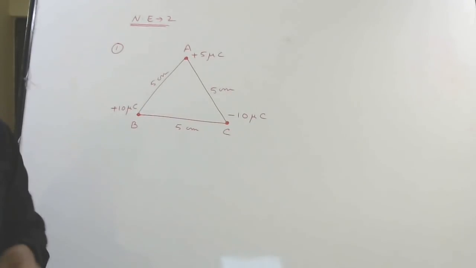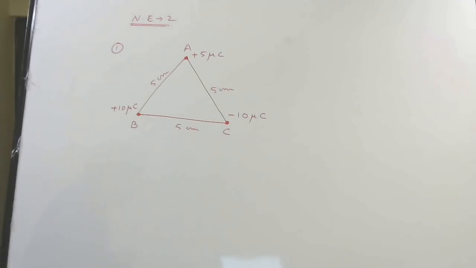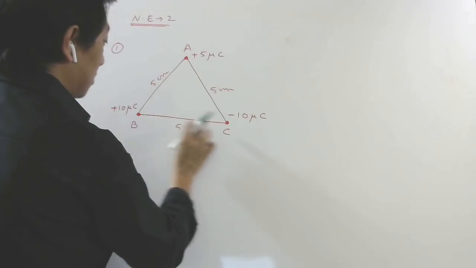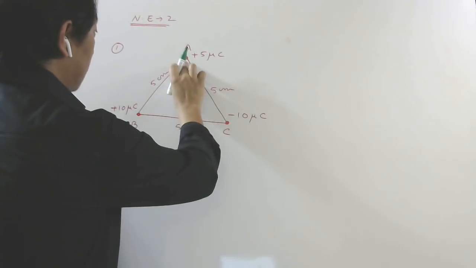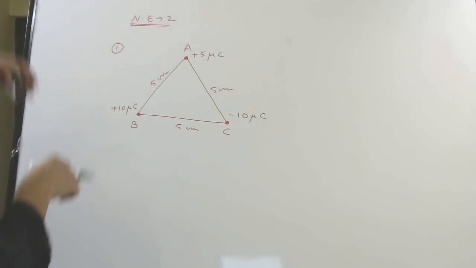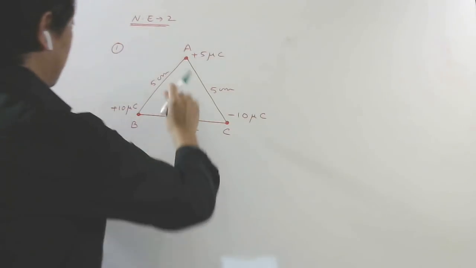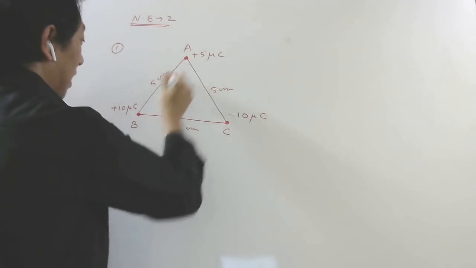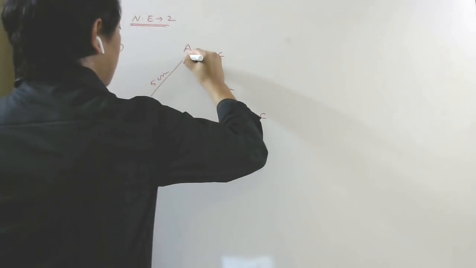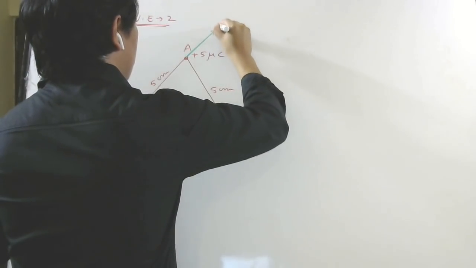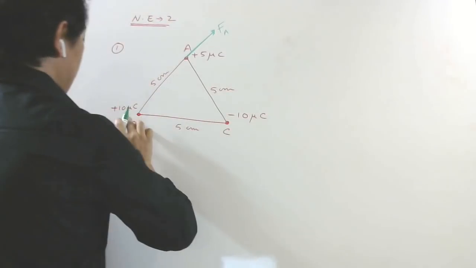So this 5 microcoulomb. So again we have to make use of superposition principle, right? So you know that this charge is surrounded by these two charges. So this will feel force because of this, will feel force because of this, right? Okay. So let us draw the direction. These two are like charges. So this will feel force along the line joining the charges and it will be repulsive. So this is force on A by B.